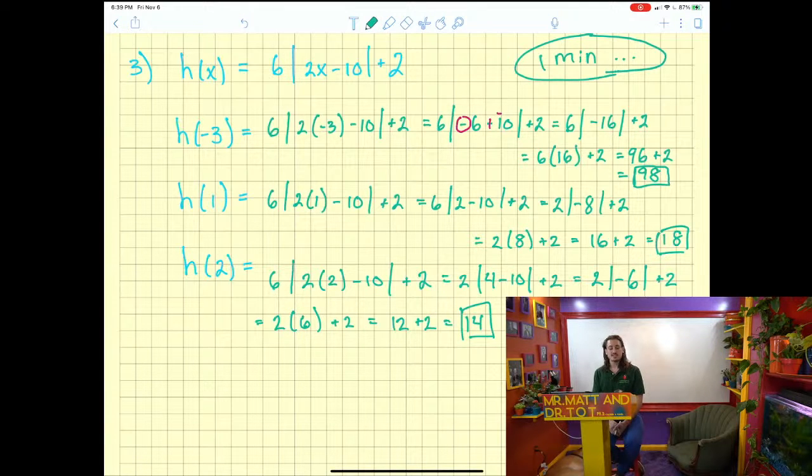The absolute value of negative 16 is just positive 16. Positive 16 times 6 is 96. 96 plus 2 will be 98.